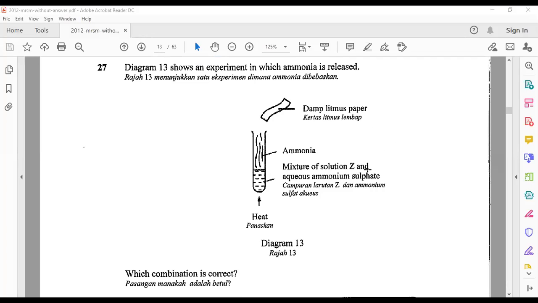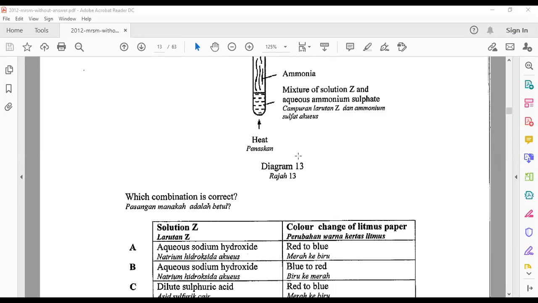Mixture of solution Z and aqueous ammonium sulfate. You want these two substances put together to react to give you the ammonia gas. So what will be the substance? Now your answer here should be sodium hydroxide. Why sodium hydroxide? Then I have to show you the chemical equation.